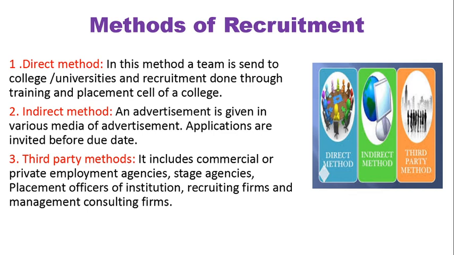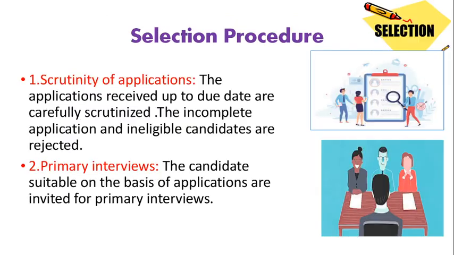Recruitment is done by various agencies like private and commercial employment agencies, state agencies, placement officers of the institution, recruitment firms, management and consulting firms, etc. There are three methods of recruitment: first, the direct method; second, the indirect method; and third, the third party method. After that we see the selection procedure.